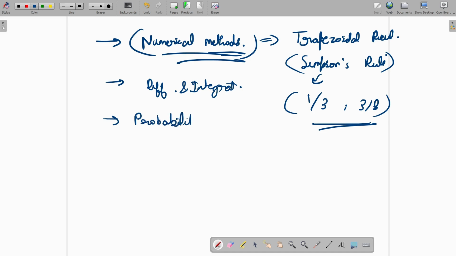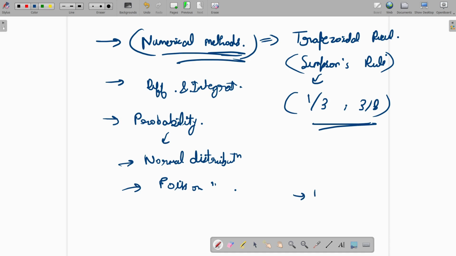In probability, what is actually asked is the normal distribution and the Poisson distribution. These are the major aspects. There are many other aspects if we describe, but these are the most important aspects that basically come up. In differential equations, there are 2 or 3 methods that are basically asked.